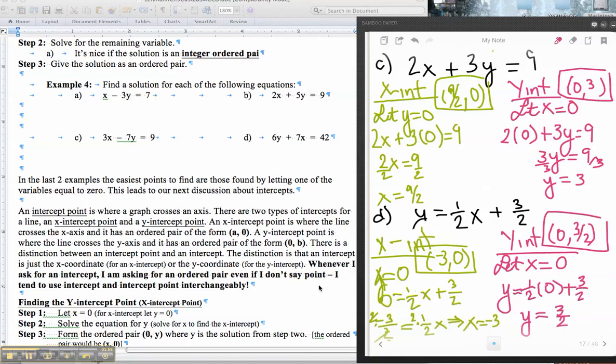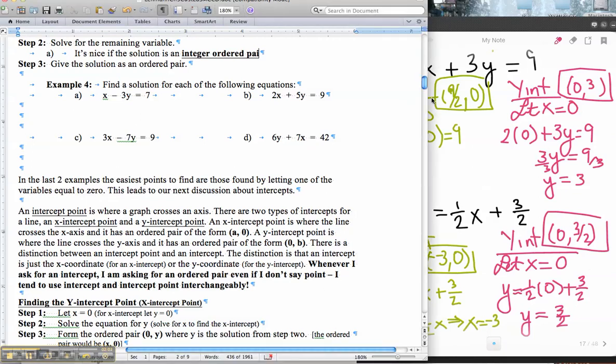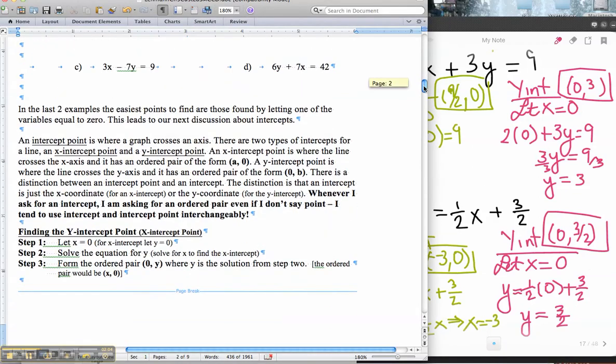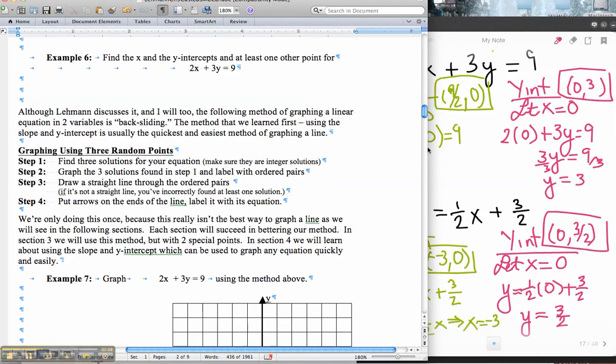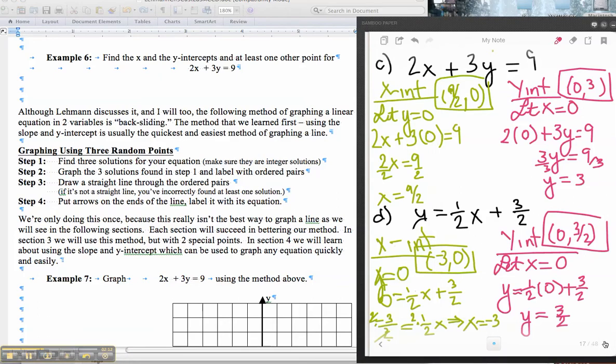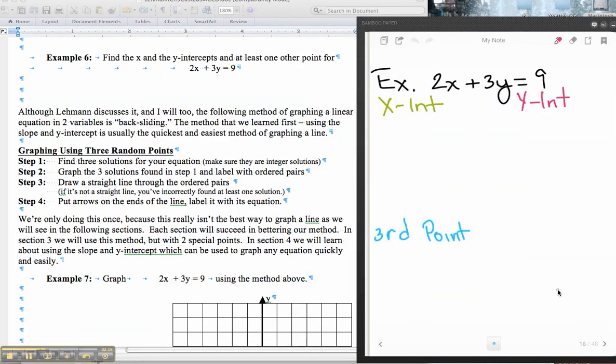All right, now we're going to go on and we're going to learn how to graph based upon 3 ordered pairs. In order to do this, we're going to do our next example, which is 2x plus 3y is equal to 9. In preparation for this, we're going to find the x and the y intercepts, and then we're going to find a third integer ordered pair. And then we'll plot all 3 of those points and we'll graph a line.